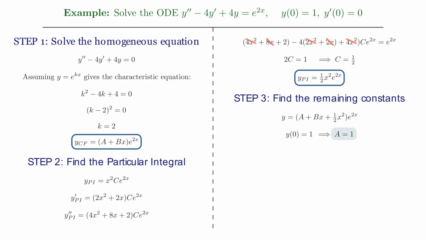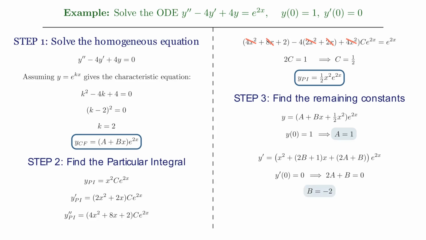To use the next condition, we need to differentiate. Using the product rule, this will simplify down to y' = (x^2 + (2b + 1)x + 2a + b) e^(2x). Replacing the x's with zeros and y' with 0, we get that 2a + b = 0. However, since we know that a is equal to 1, this means that b is equal to -2.